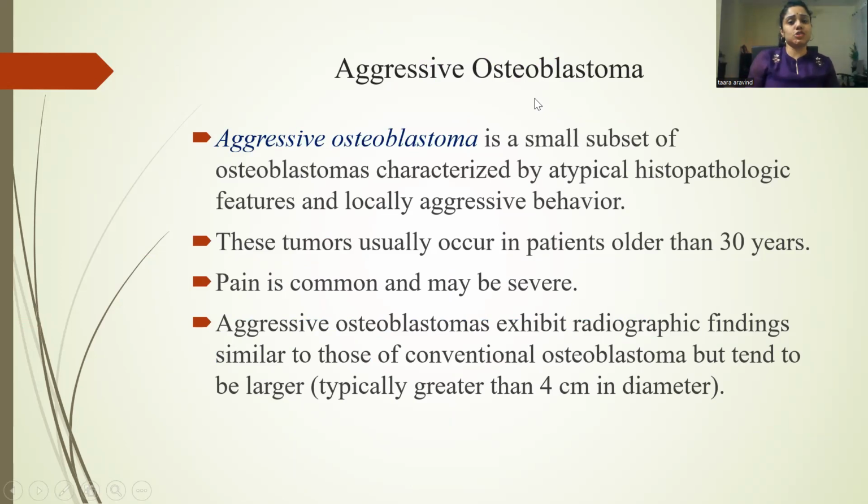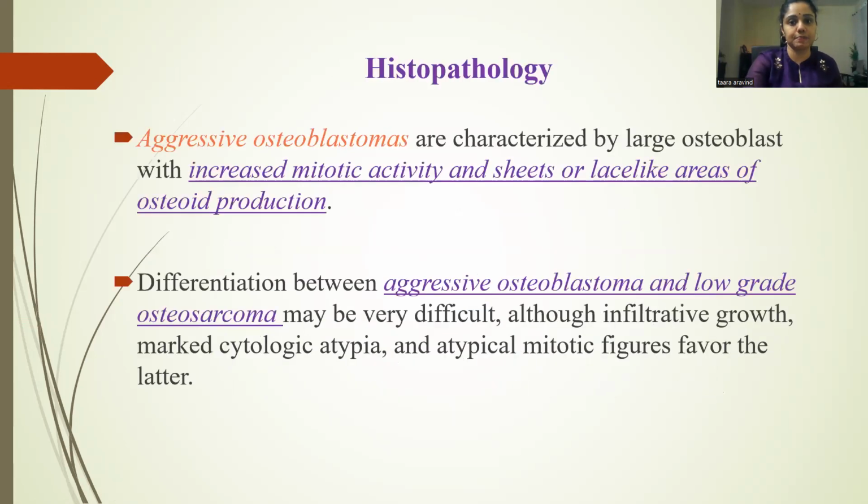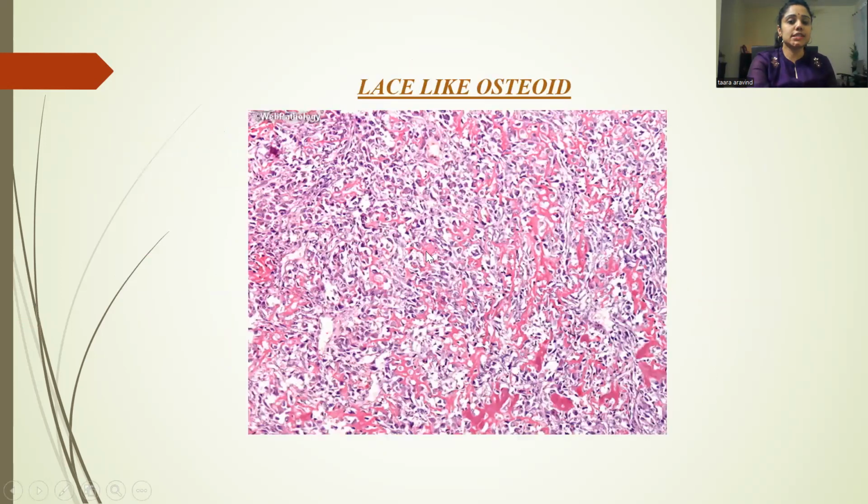Now, aggressive osteoblastoma is a small subset of osteoblastoma that is characterized by atypical histopathologic features and locally aggressive behavior. These aggressive osteoblastomas exhibit radiographic findings similar to those of conventional osteoblastoma, but tend to be larger in size, usually greater than 4 centimeters in diameter. Histopathologically, it is characterized by large osteoblasts with increased mitotic activity and sheets or lace-like areas of osteoid production.